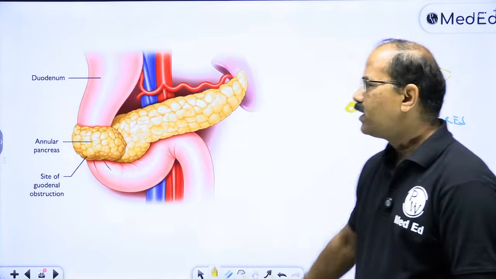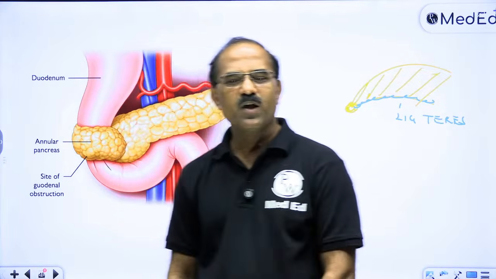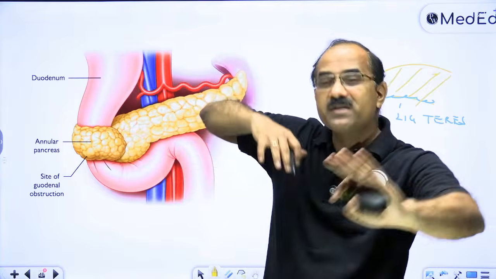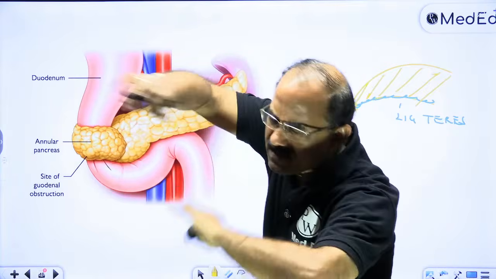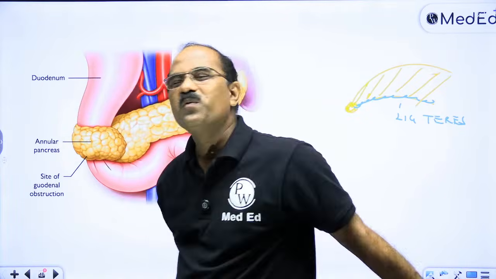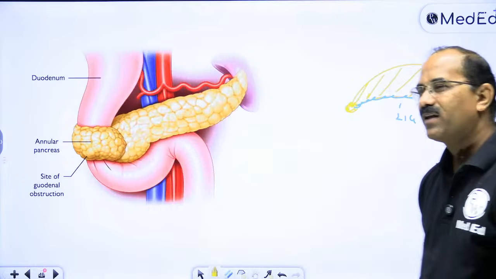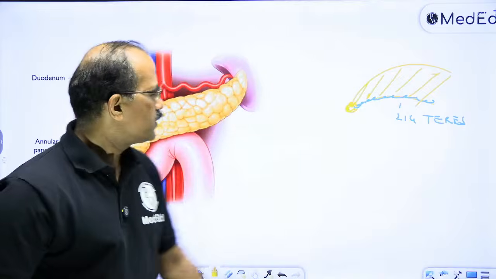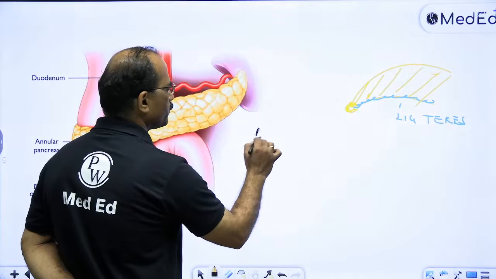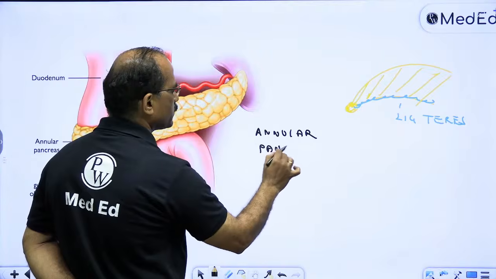Okay, fine. So now you tell me, what is this clinical condition? What is that clinical condition known as? ये देखो, ये pancreas है. That's an abnormal thing, and this pancreas has encircled the first part of duodenum. What is this congenital anomaly known as? Any guesses? Annular pancreas.